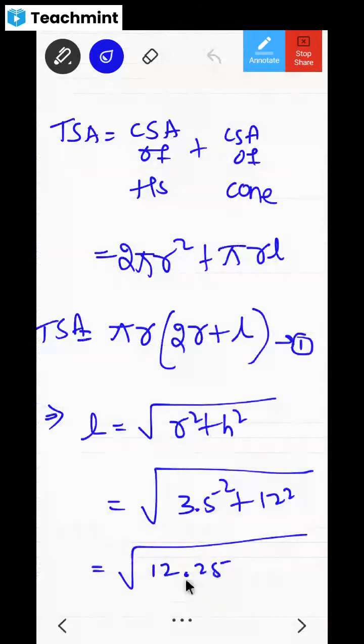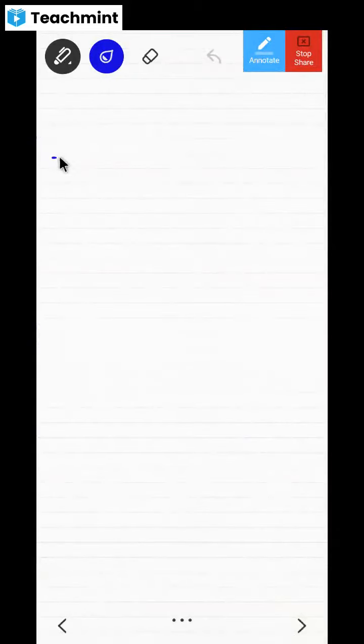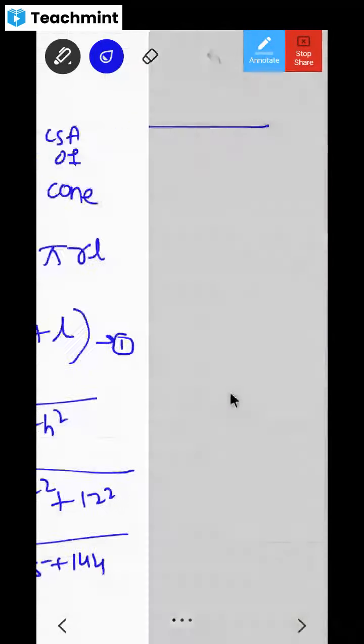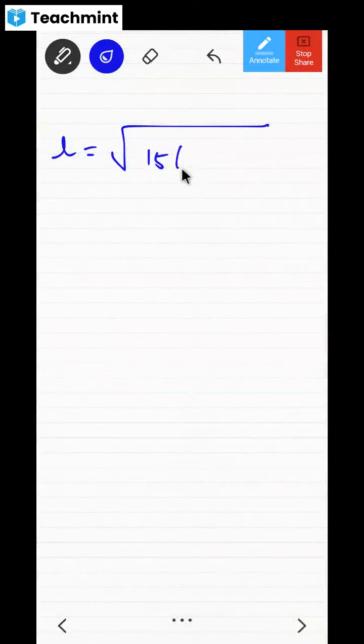Otherwise, it's fine. So 12.25 plus 144, no? Yes, sir. Then afterwards, L is equal to under root 144 plus 12.25, which becomes 156.25, no? 156.25. Now, can you find the square root of 156.25, dear children?